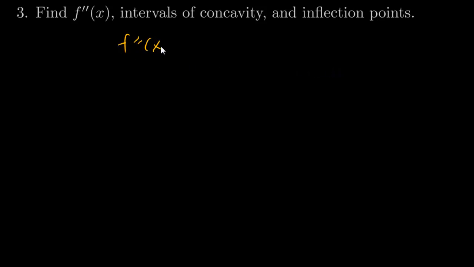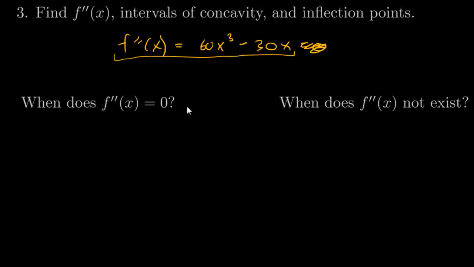F double prime. Okay, go back a couple seconds to recall what the first derivative is, but when you take the second derivative, you're going to get 60x cubed minus 30x. We're not there yet, this is just the second derivative. Now what we're going to do is figure out when the second derivative equals 0 and when the second derivative does not exist, because now we're talking about concavity. And that has to deal with the second derivative. So it's like finding critical values, but to the second derivative.